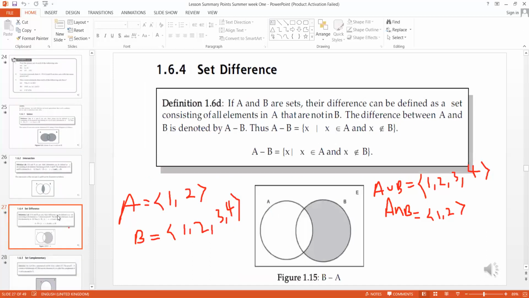Then the next operation we have is what we refer to as a set difference. The set difference just means less. The notation uses the minus sign, just like the minus implies. Less means just deduct one from the other.